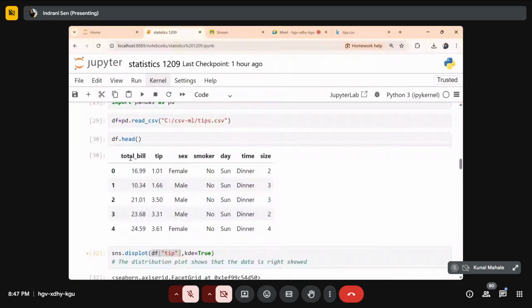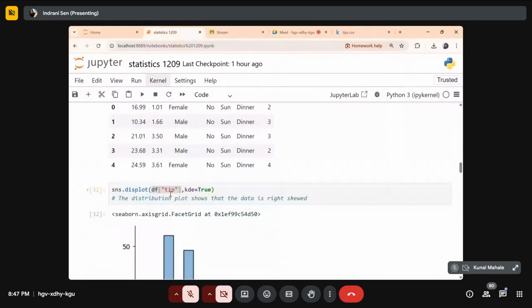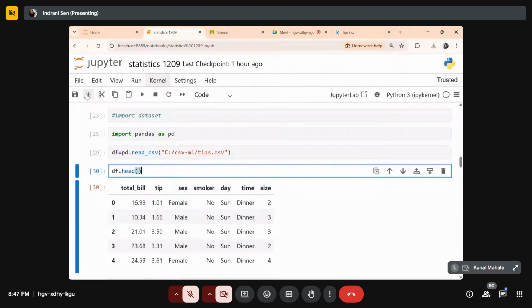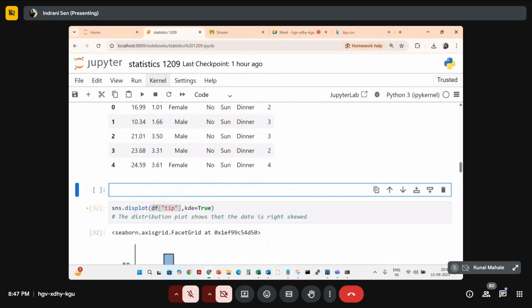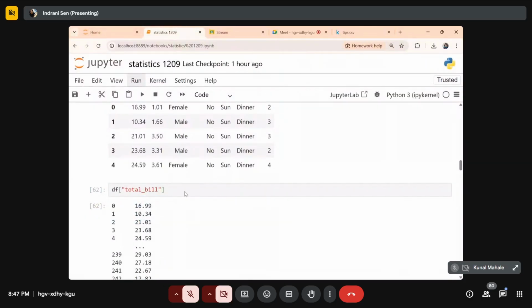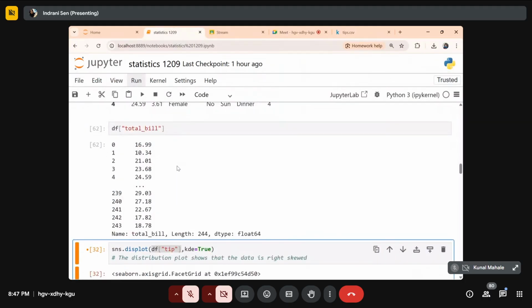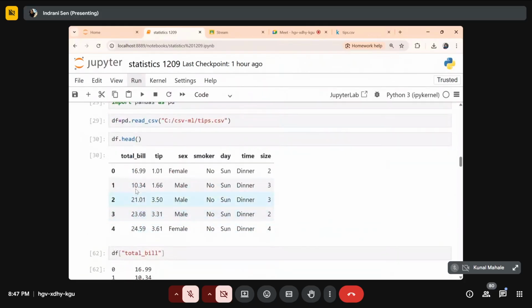The data frame has columns, and columns are passed as an index. Suppose you want to print total bill. This is a data frame, and a data frame is like a table. So the data frame and total bill, like this, will give you the data of that particular column. If you want to check the first 5 rows, you can just write head.